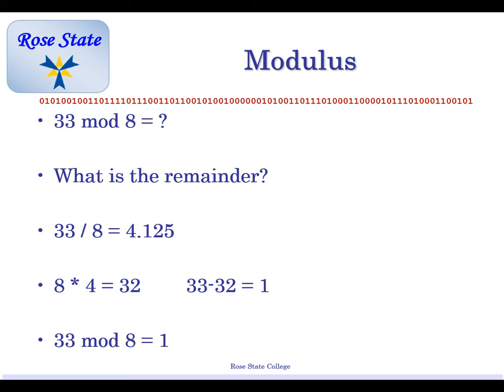So if you use a calculator and do 33 divided by 8, it's going to give you 4.125. Don't tell me the remainder is 0.125. It's not. So do the division to get the 4.125, then multiply 8 times 4 to get 32, then 33 minus 32 gives you 1. Easy enough? Simple? All right.